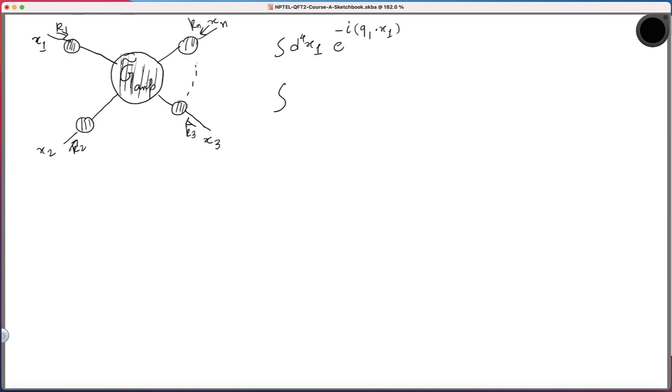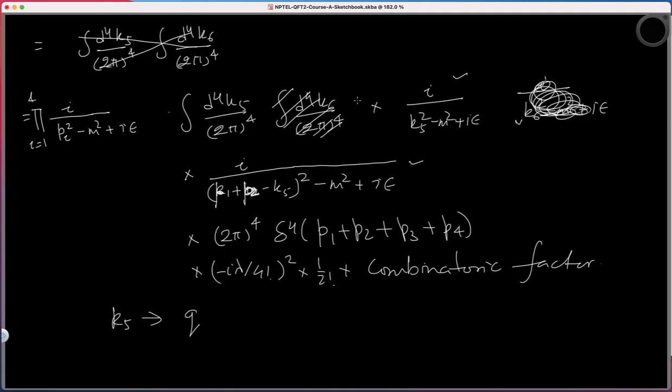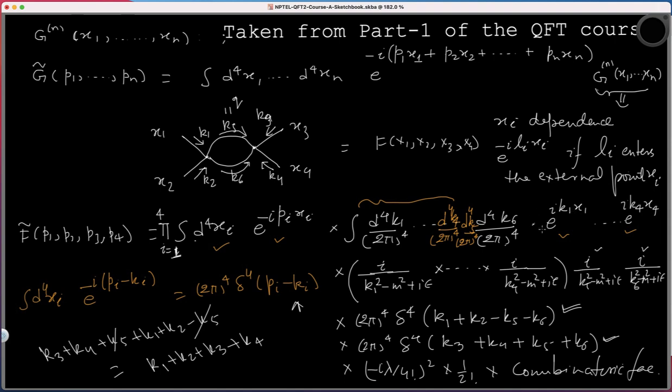Okay, and this one let me call k1 prime. I'll put the arrow this way. So that's the Fourier transform of this object. You have d4k1 over 2 pi to the 4, then e to the i k1 dot x1 or k1 prime dot x1. This is exactly this factor, you see, coming from here.